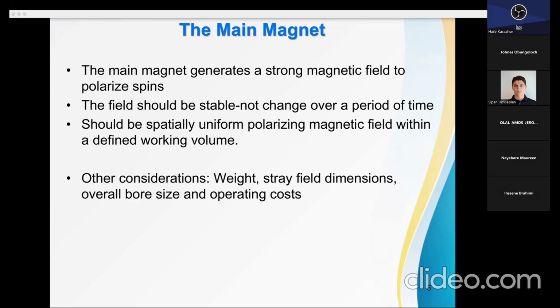The other considerations of the main magnetic field are, of course, the weight. The main magnet normally carries the bulk of the weight of the MR system, which can go into thousands of kilograms. Another consideration is the size of the bore. If you are making a system for patients, there is a minimum size of the bore below which you cannot go before you fail to image any patient. And also the operating costs of the system. The main magnetic field also comes with some operating costs, depending on the material that you use for making it.